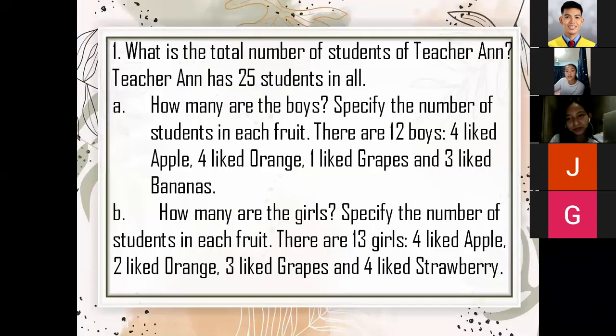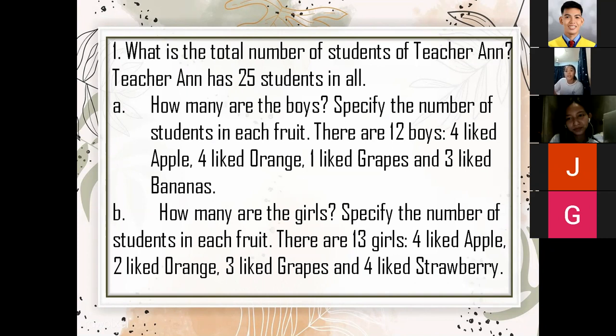Question number 1. What is the total number of students of Teacher Anne? As we see in the graph, we should count the students who like apples, oranges, grapes, bananas, and strawberries. Apples, 8 students. Orange, 6 students. Grapes, 4 students. Bananas, 3 students. Strawberries, 4 students. So therefore, Teacher Anne has 25 students in all.